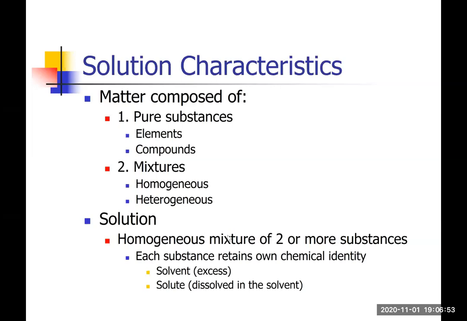Just to recap a little bit about matter, if you recall, matter is composed of one, pure substances, which can be elements or compounds, and two, mixtures, which are categorized as homogeneous or heterogeneous. A solution is a homogeneous mixture of two or more substances. Each substance in the solution retains its own chemical identity. The solvent is one of those two components in a solution, and it is the component that is in excess. The solute is the component that is dissolved in the solvent.